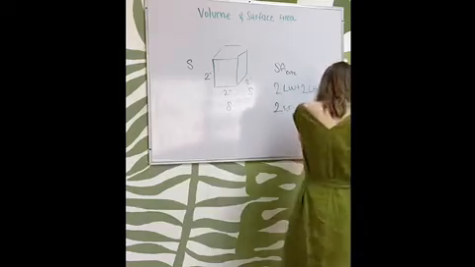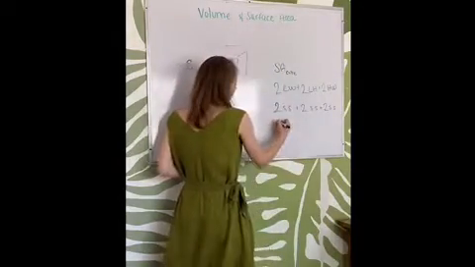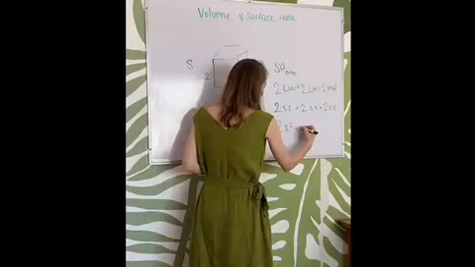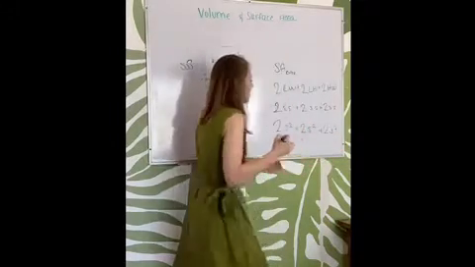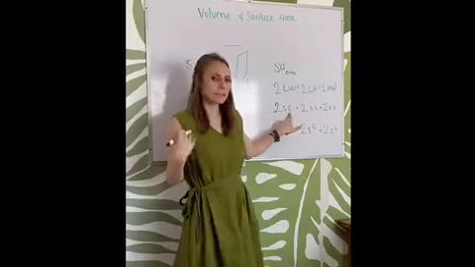So we can simplify that to be 2 times side squared plus 2 times side squared plus 2 times side squared. Because s times s is s squared.